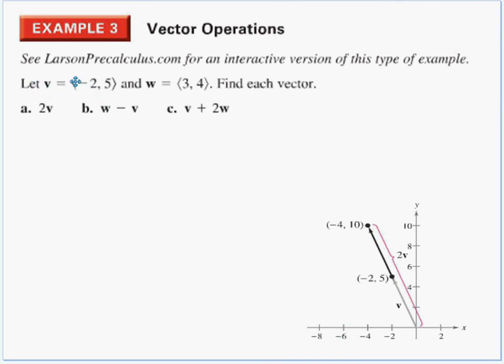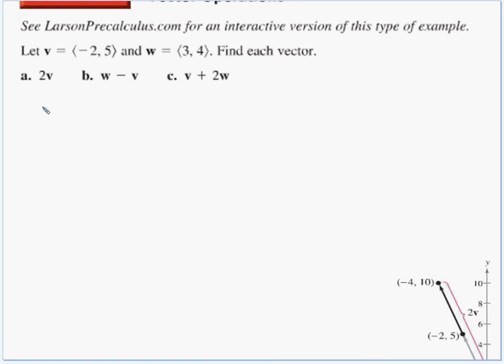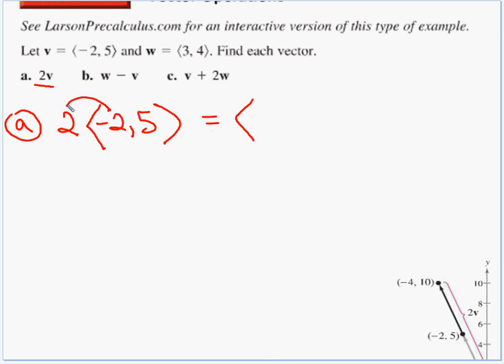Let v be negative 2, 5. W is the vector 3, 4. Find each of these. For letter A, 2 times v, so we're going to have 2, and we're going to multiply it by this vector, negative 2, 5, and it's just this easy. Distribute the 2: negative 4, 10. And that is our new vector, 2 times vector v.